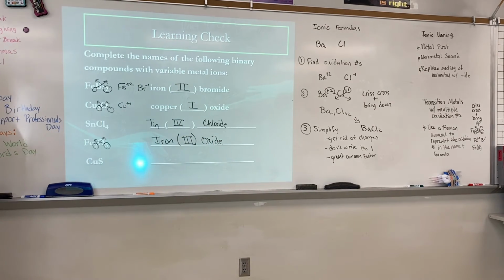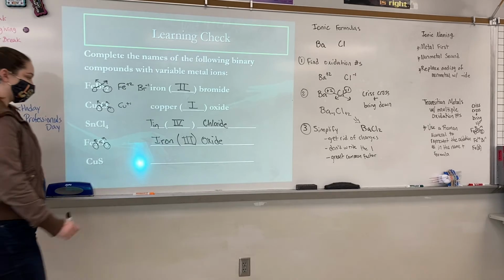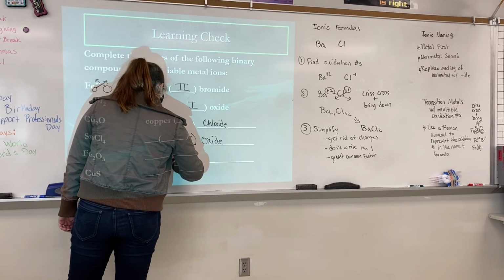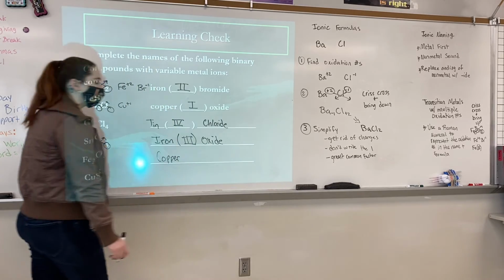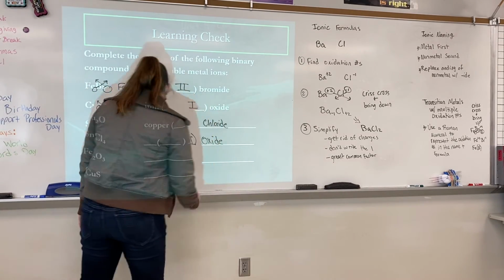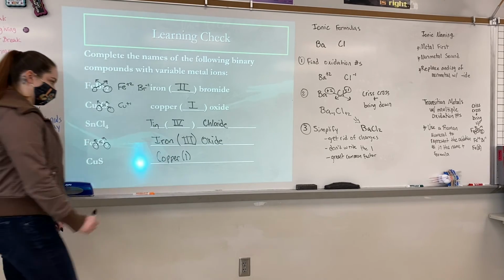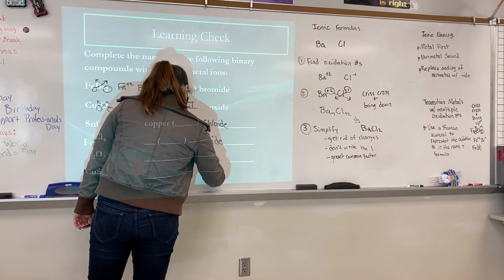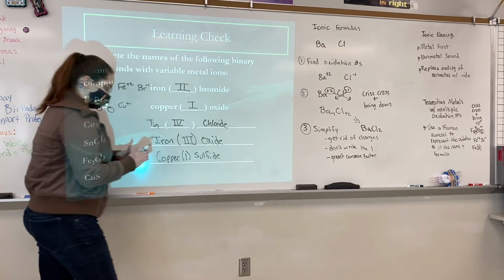And then what is Cu? Copper. What is the oxidation number for this copper in this compound? 1. And then what's the second part? Sulfide. Very good, guys.